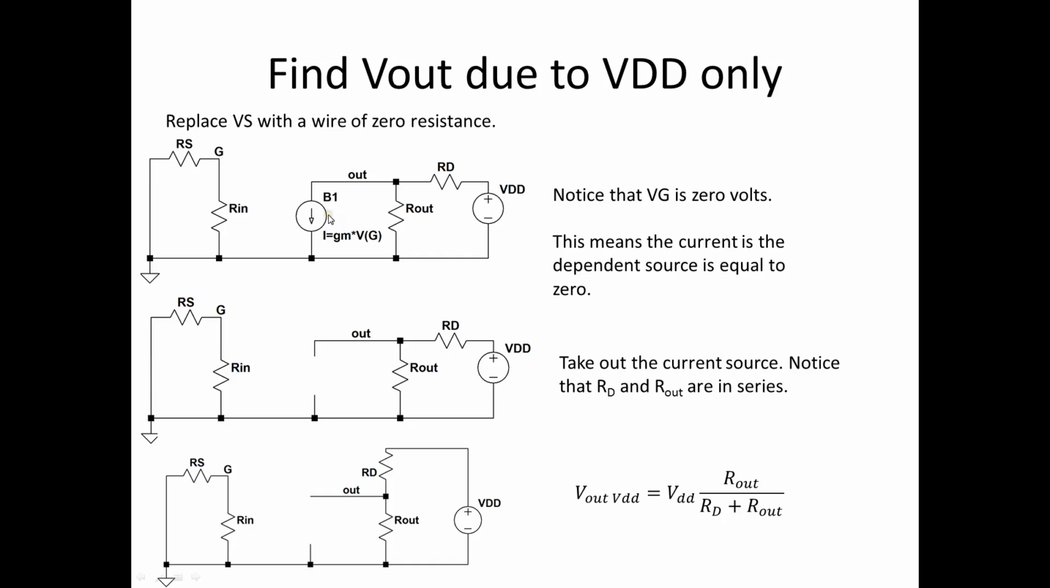How do we take that into account? Current sources that are set to 0 amps, you just take them out of the circuit. You open it up. But now notice that RD is in series with R out. This wire here doesn't do anything except label that node out. These are really in series, and now we can see that out is really just the voltage division of RD and R out, which we have here.